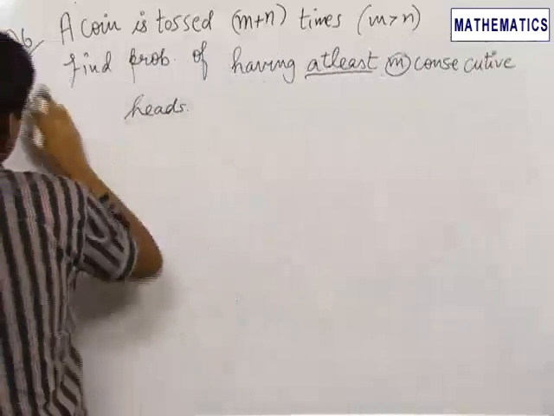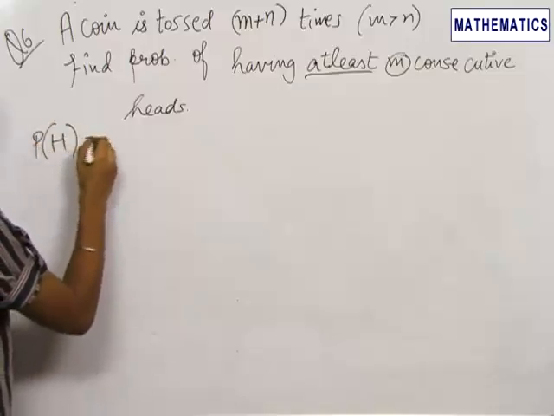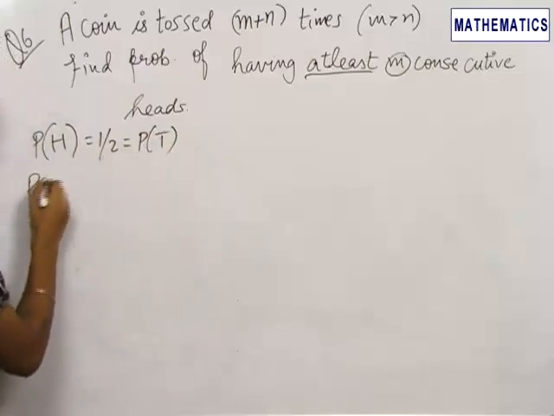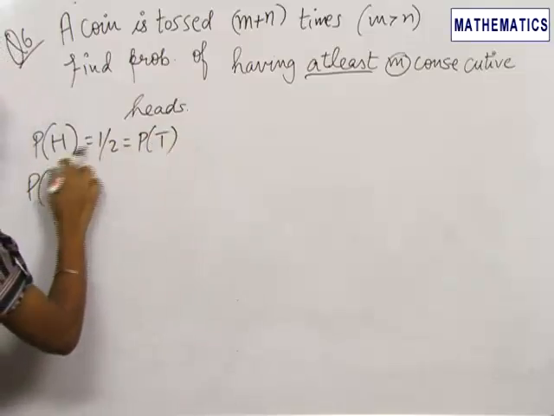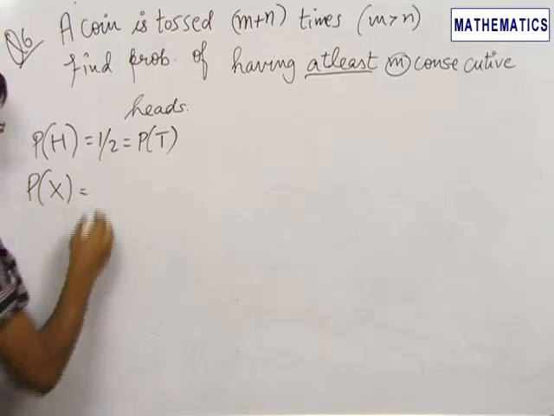Now in order to get started with this problem, let us say the probability of a head coming is half, which is equal to the probability of a tail coming. Let us represent the event of either a head or a tail by x. So the probability of x is equal to 1.